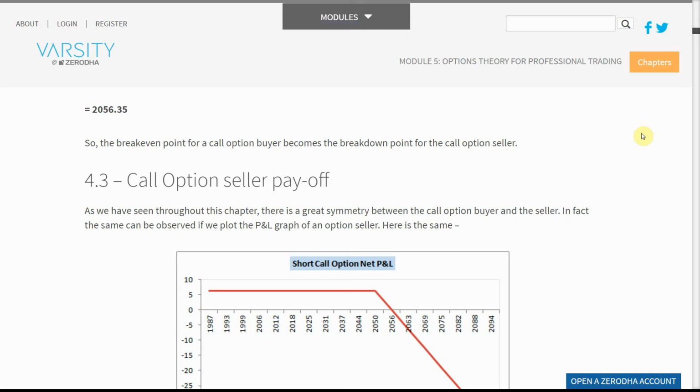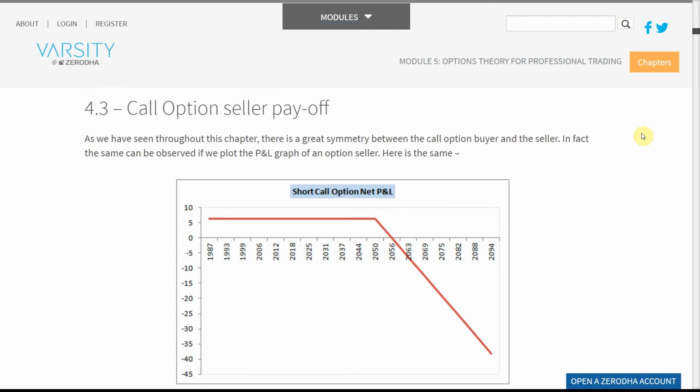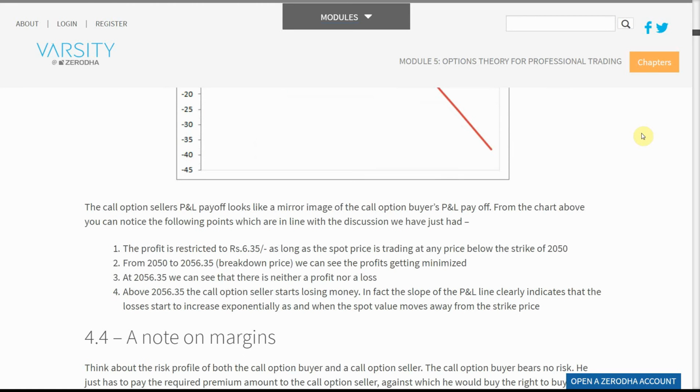4.3 Call option seller payoff. As we have seen throughout this chapter, there is a great symmetry between the call option buyer and the seller. In fact, the same can be observed if we plot the P&L graph of an option seller. Here it is. The call option seller's P&L payoff looks like a mirror image of the call option buyer's P&L payoff. From the chart above you can notice the following points, which are in line with the discussion we have just had. The profit is restricted to 6 rupees and 35 paise per share as long as the spot price is trading at any price below the strike of 2050.